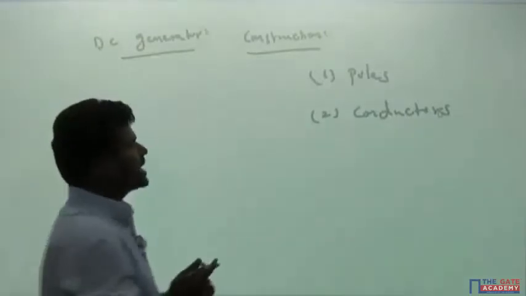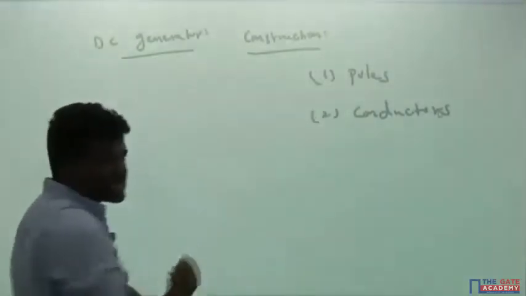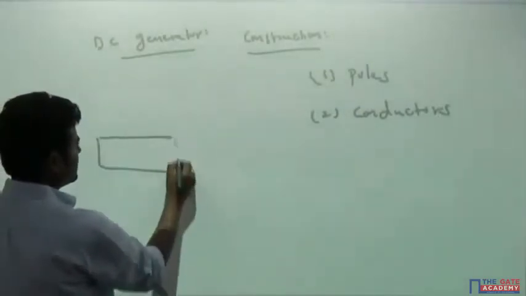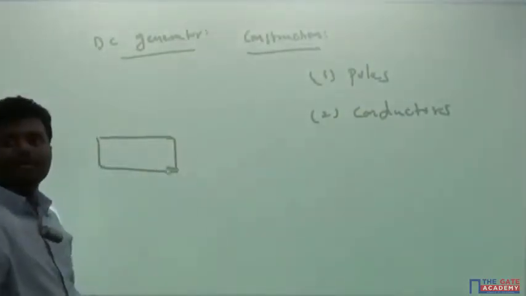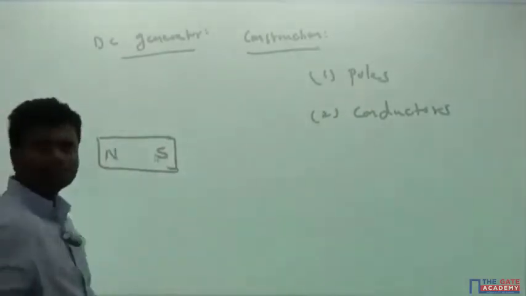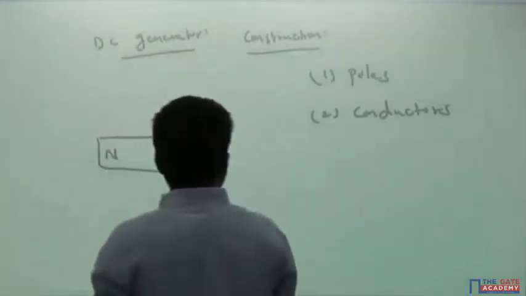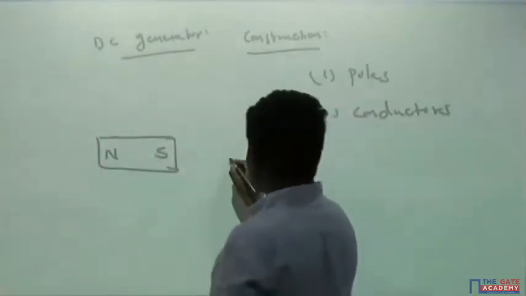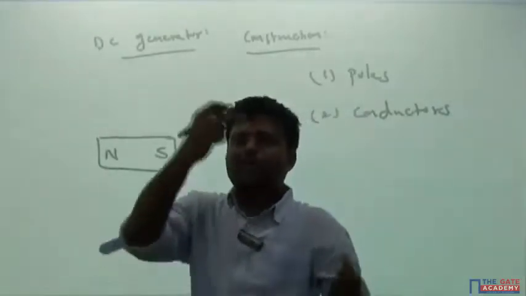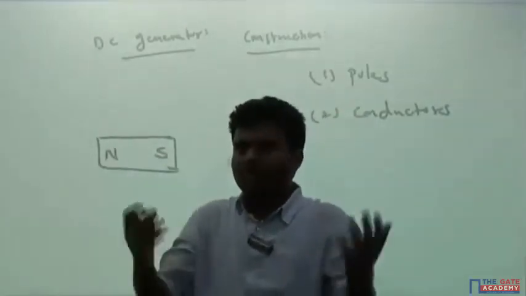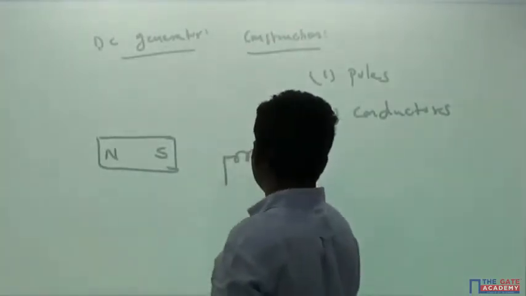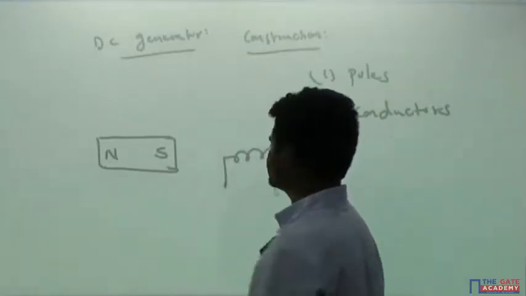So meaning, before going to the exact construction of the machine, for example, if I take a normal magnet, the magnetic poles will come from a magnetic bar, which consists of two poles, north and south. And if you take a conductor, maybe a normal wire, you can wind it as a coil, or keep it as a simple conductor.